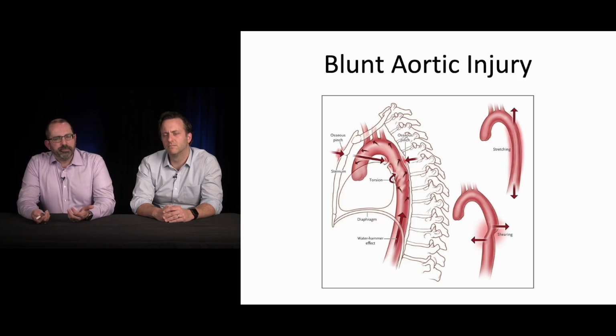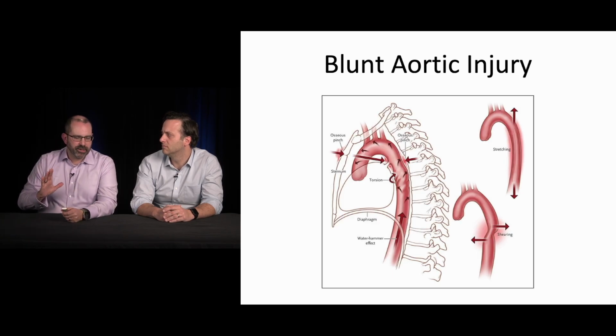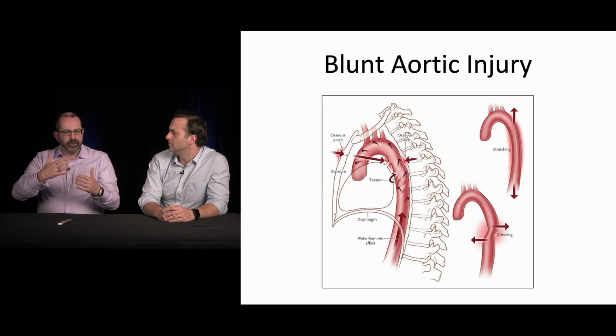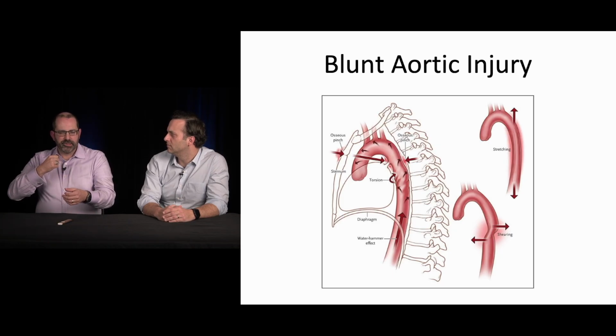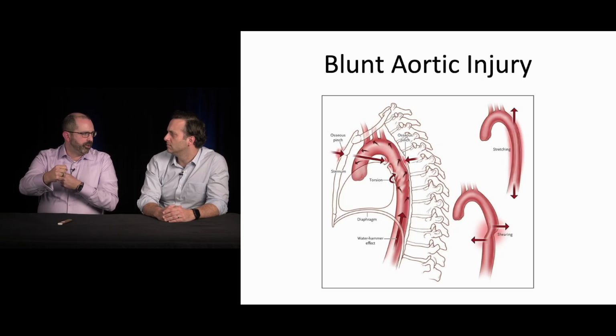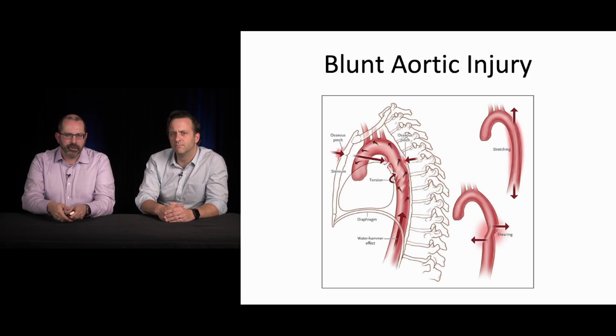And sort of the classic mechanism that we're all taught is a sudden high-speed deceleration injury. And the thought is that your aorta is actually fairly mobile, except for a few points of fixation. And at those points, with the sudden deceleration, you get a shearing effect and tears the aorta.